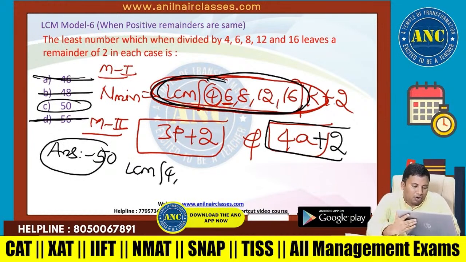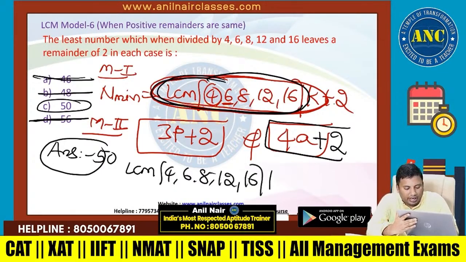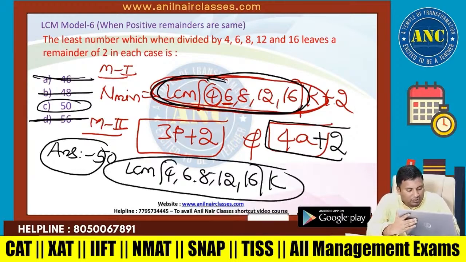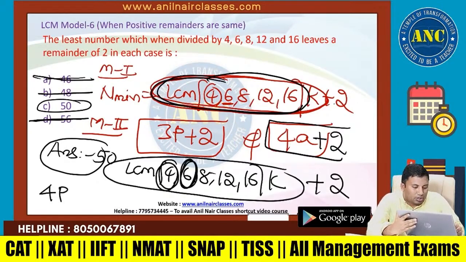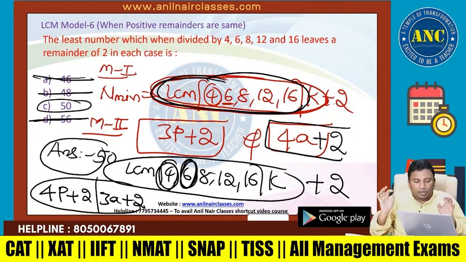LCM of 4, 6, 8, 12, 16 into k. This entire number is divisible by 4. This entire number is divisible by 3. It gives a remainder 2. Answer should be 4p plus 2 or 3a plus 2. Go by the answer option. You don't need to write your answers. I am not interested in listening to your answer unless I ask you to solve a question. Listen to my class carefully. I hope it is clear.